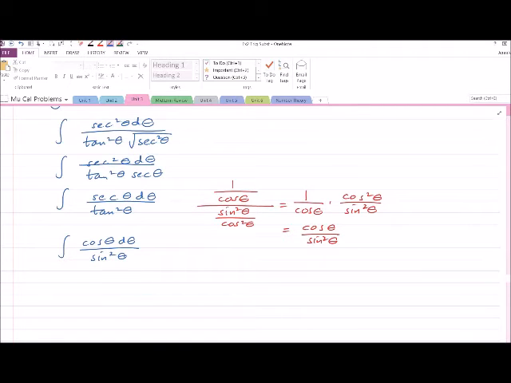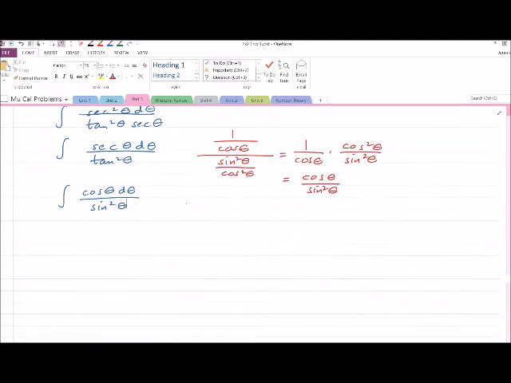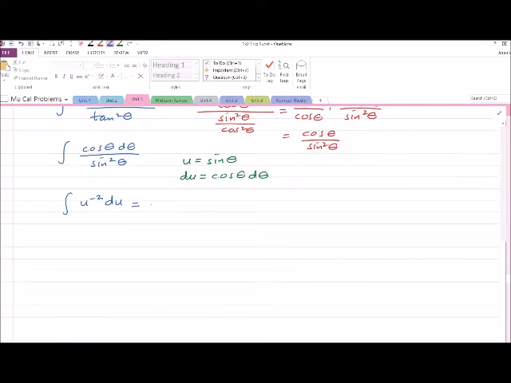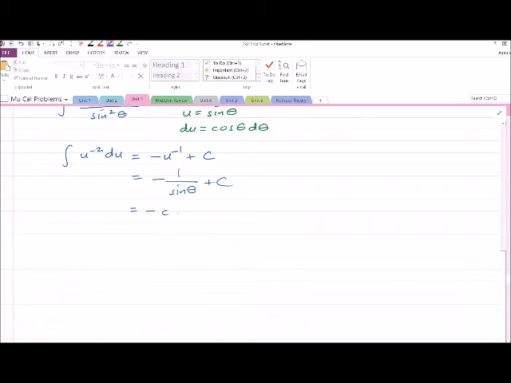So now I'll go with a regular u substitution. I'm going to let u equal sine theta, which means that du will be cosine theta d theta. So now substituting, I really have u to the negative 2 du. Taking the antiderivative, I get negative u to the negative 1 plus a constant. So now I've got to get the theta back in there. So that's really 1 over sine, which is really negative cosecant.